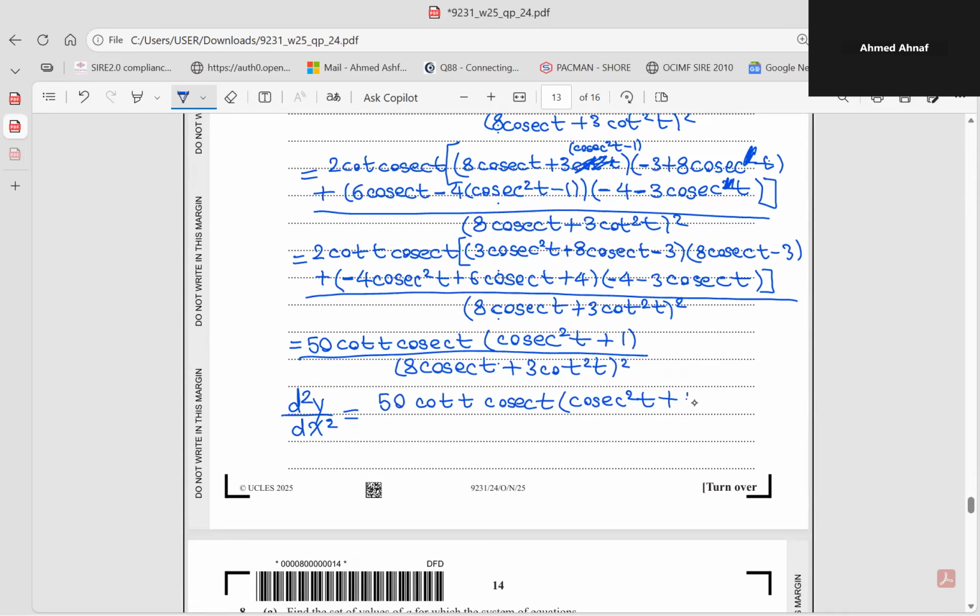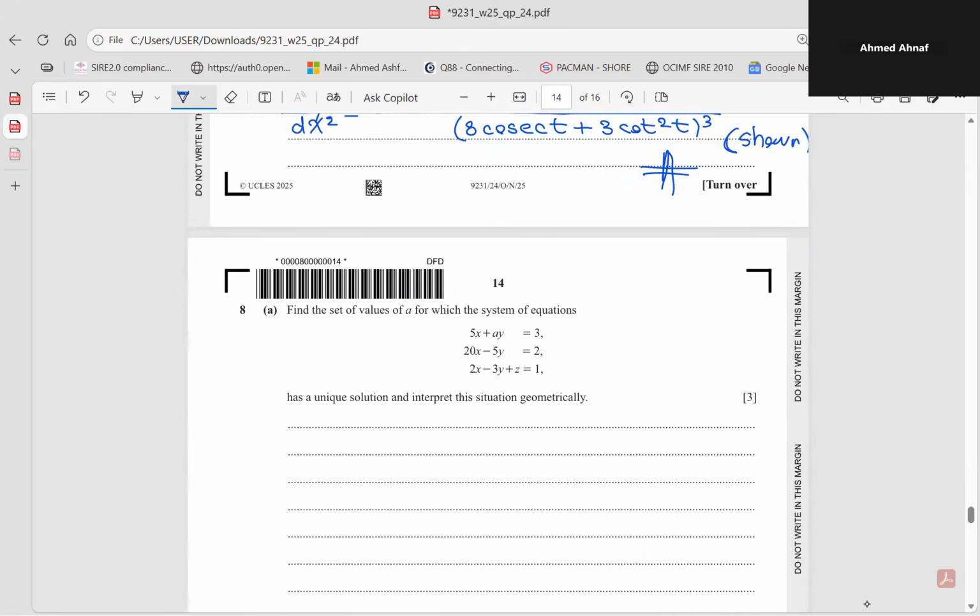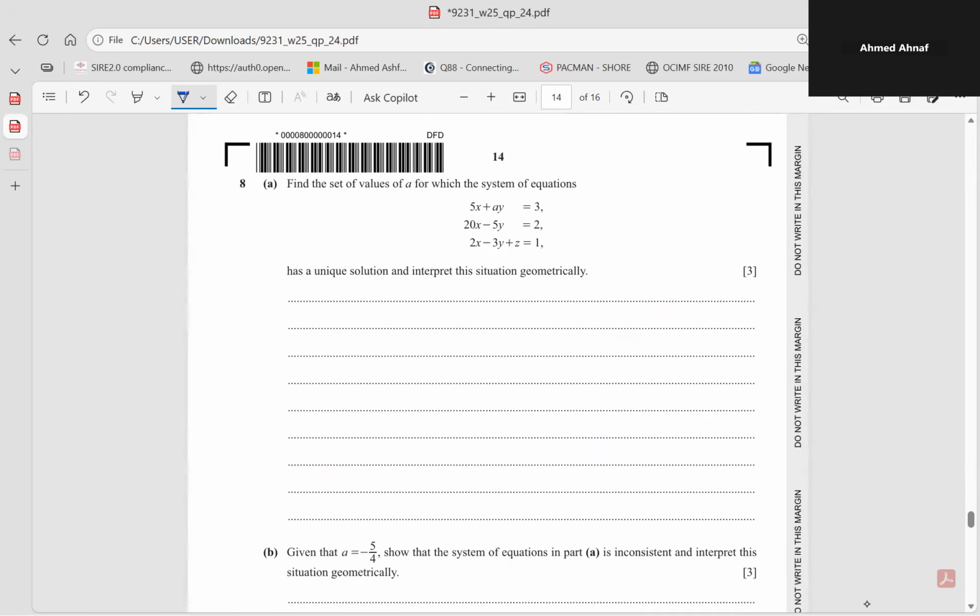Cosecant squared t plus 1 over (8 cosecant t plus 3 cotangent squared t) cubed. So here we can show this would be our final answer for this last part of the entire question. Let's move on to the last question.